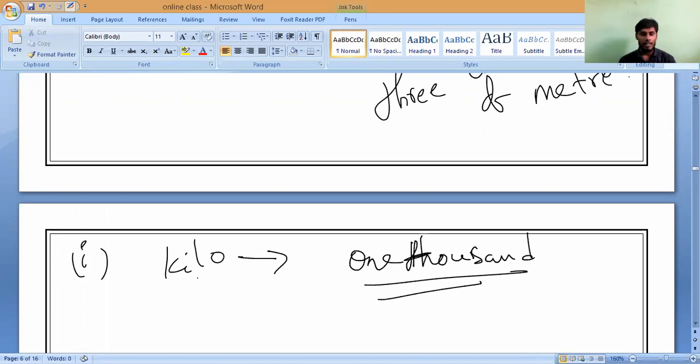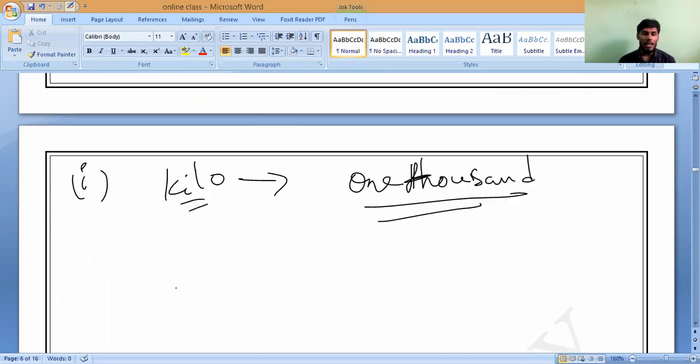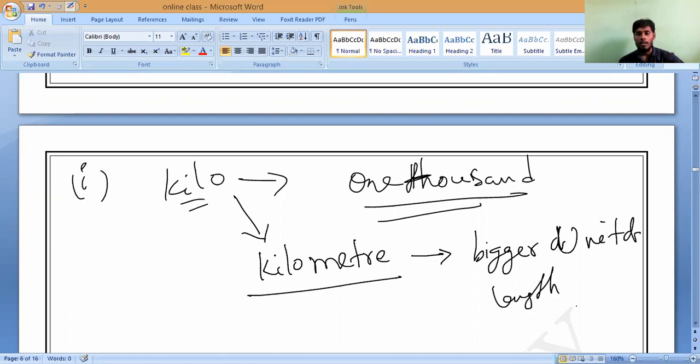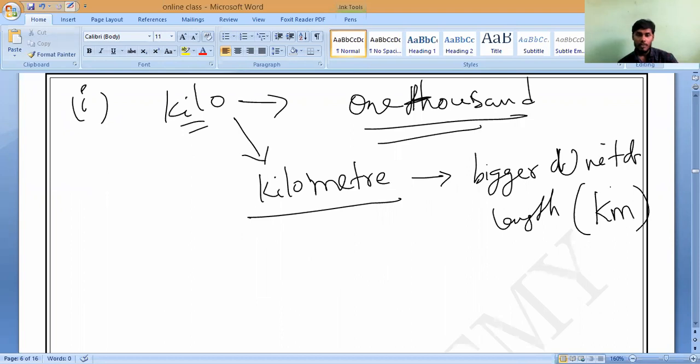1000 is indicating kilo. Now, meter, if I add the prefix kilo, what will it become? Naren, Sanat, tell me, Lohit. If I add kilo, what will it read? Kilo turns into what? Kilometer. So kilometer is the bigger unit of length, which is represented with what? km.